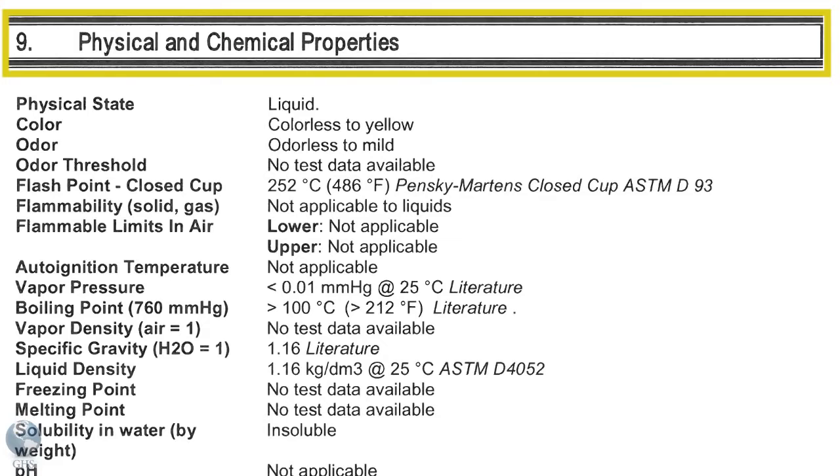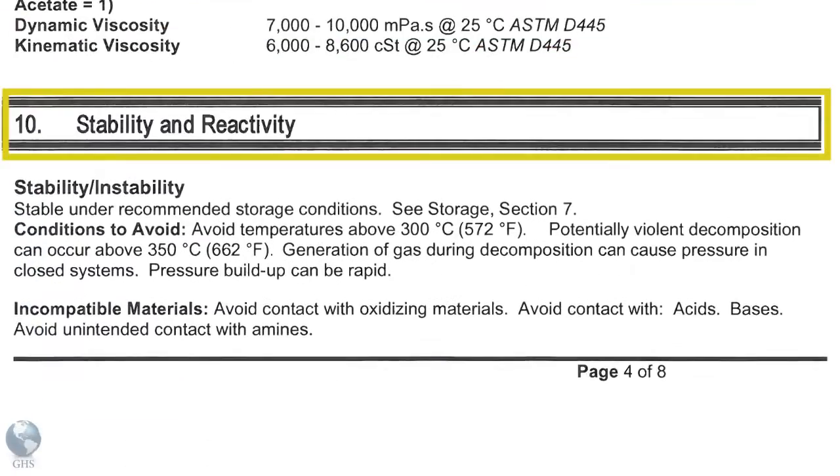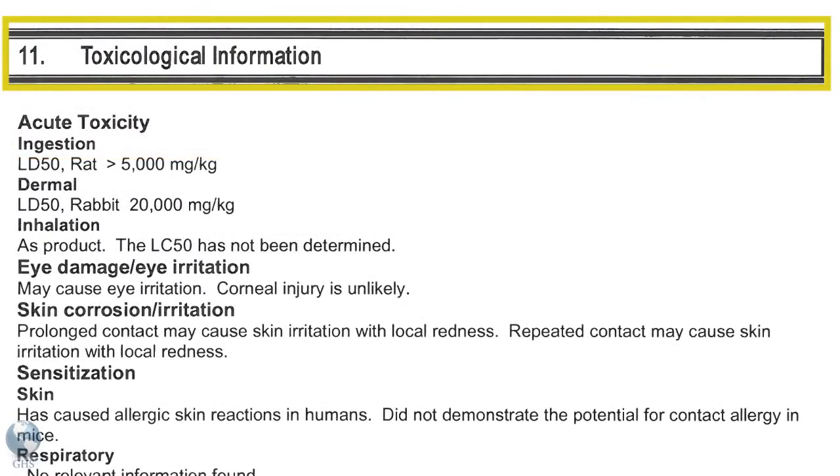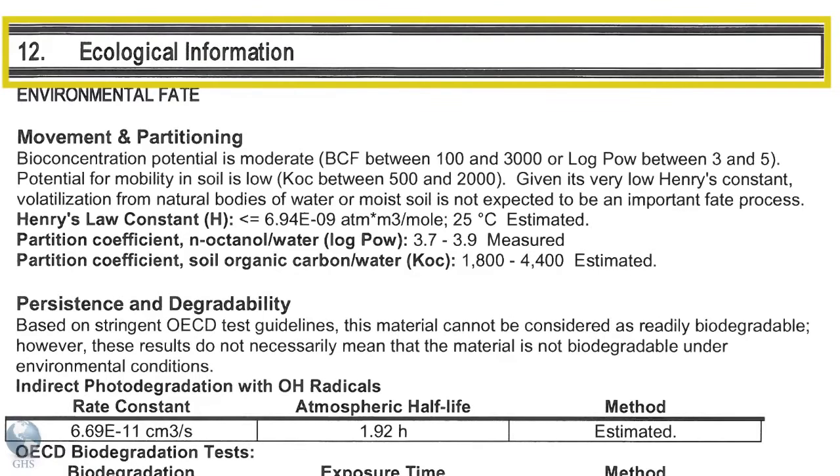Section 9, Physical and Chemical Properties, lists the chemical's characteristics. Section 10, Stability and Reactivity, lists chemical stability and possibility of hazardous reactions. Section 11, Toxicological Information, includes routes of exposure, related symptoms, acute and chronic effects, and numerical measures of toxicity. Section 12, Ecological Information, provides information to evaluate the environmental impact of the chemical if it were released to the environment.